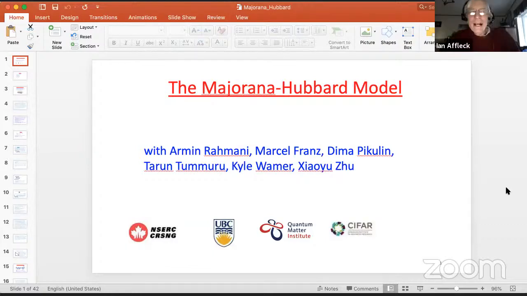Okay, so I worked on this Majorana Hubbard model for quite a few years with quite a few collaborators. Armin Ramani was a postdoc of mine. He's now a professor at Western Washington University. Marcel Franz is a professor at UBC. Dima Pikulin was a postdoc at UBC. He now works at Microsoft Station Q. Tarun Grover is my master's student. He's now doing a PhD with Marcel. Kyle Weimer was my PhD student. And Xiaoyu Zhu was a visitor from China for a year.